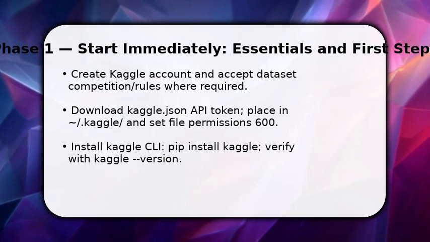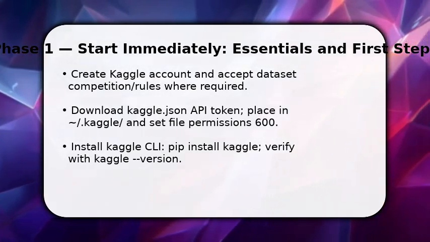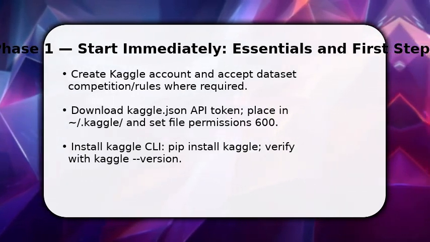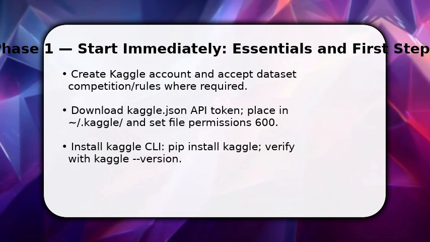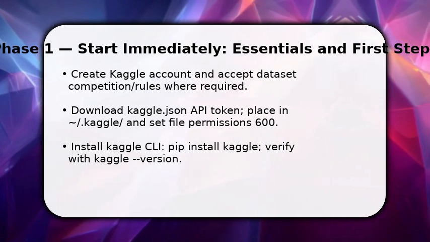You start by preparing access. Create a Kaggle account and accept any dataset or competition rules you need. Once done, download your Kaggle JSON API token and move it to ~/.kaggle/ with permissions set to 600 so the CLI can read it.